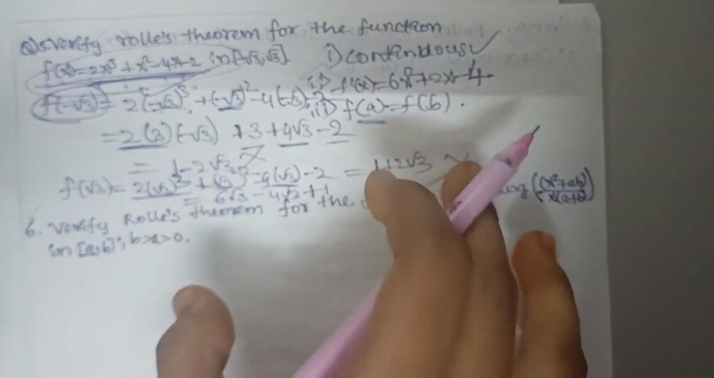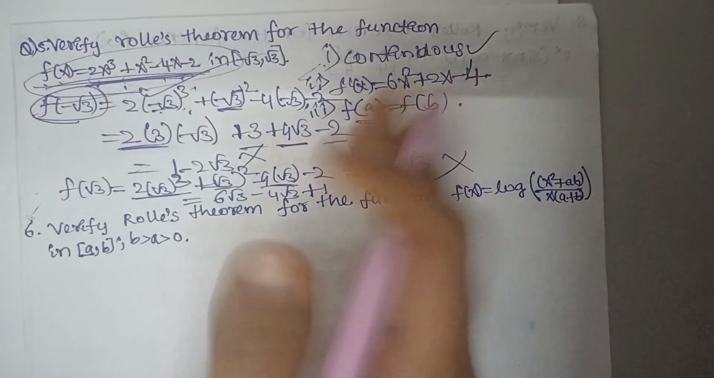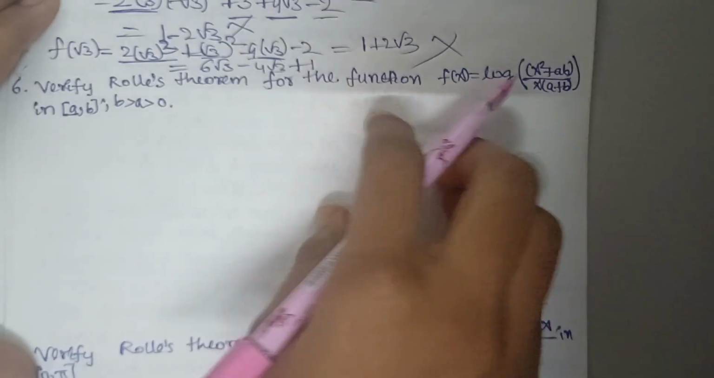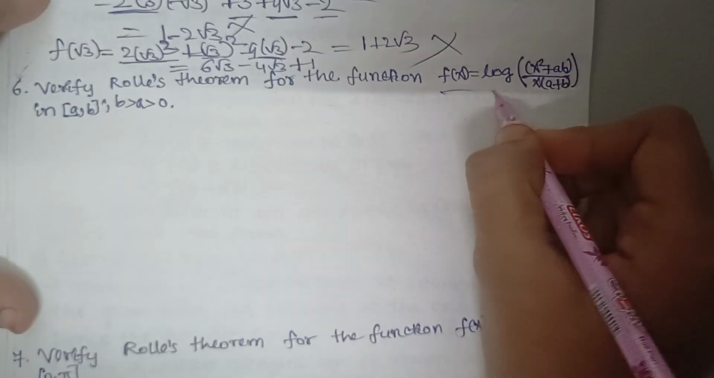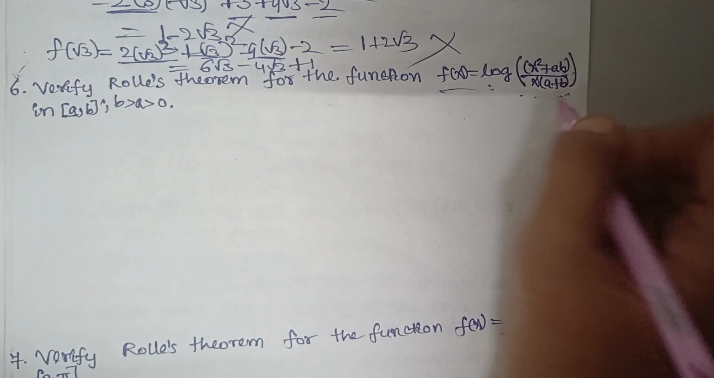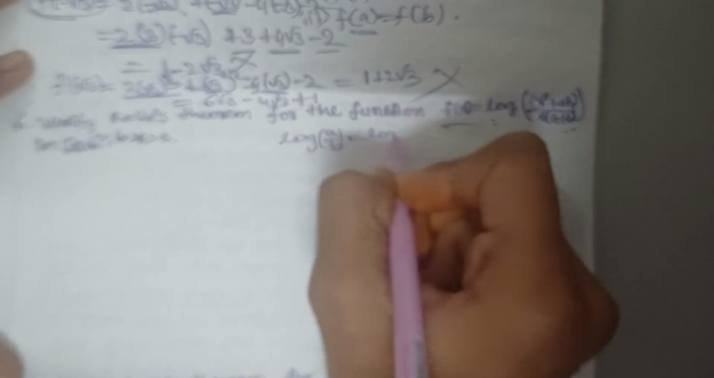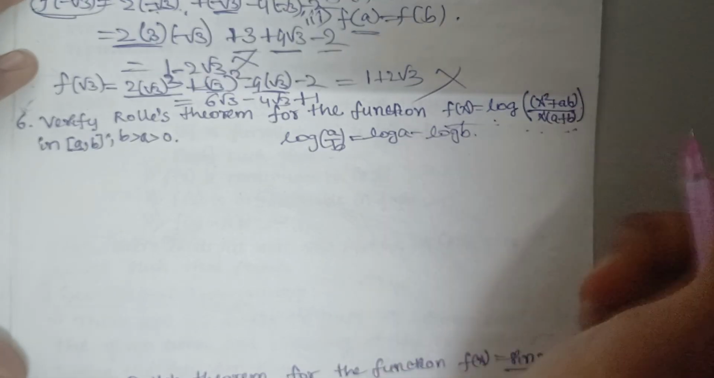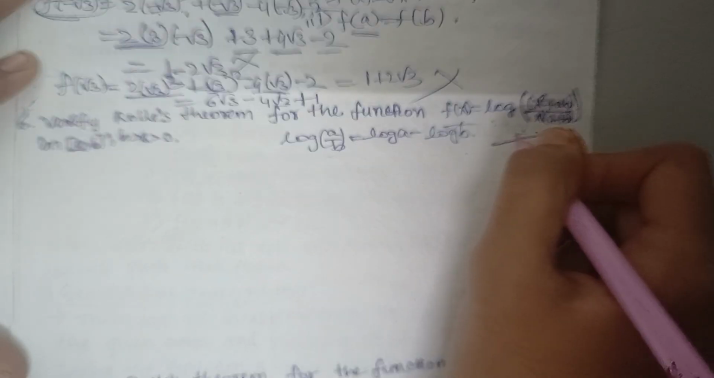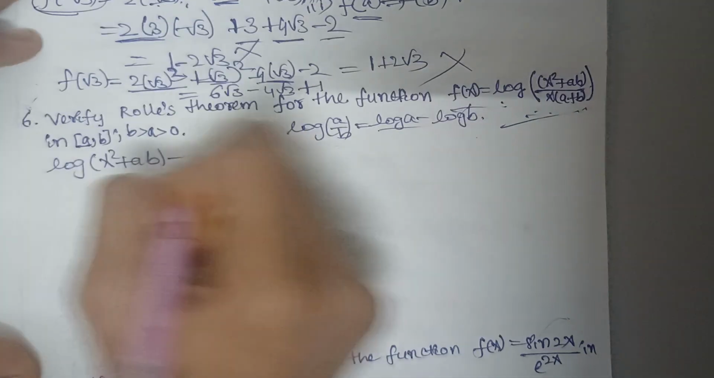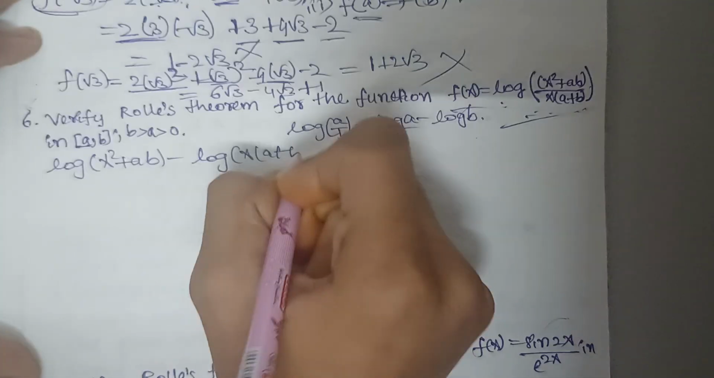By now I think you may have got clarity on how to solve these questions of Rolle's theorem. And let us go through another question. Now your f of x is given as log of x square plus ab by x into a plus b. In order to make this differentiation simple, we can write, see, this is in the form of log of a by b, which can be written as log of a minus log of b. We know that this function is a continuous function. Now we can write this as log of x square plus ab minus log of x into a plus b.